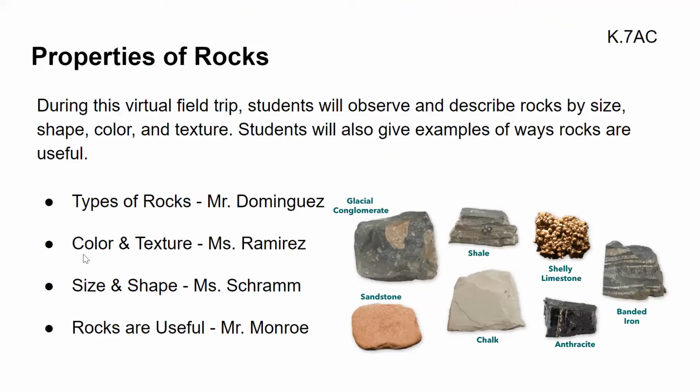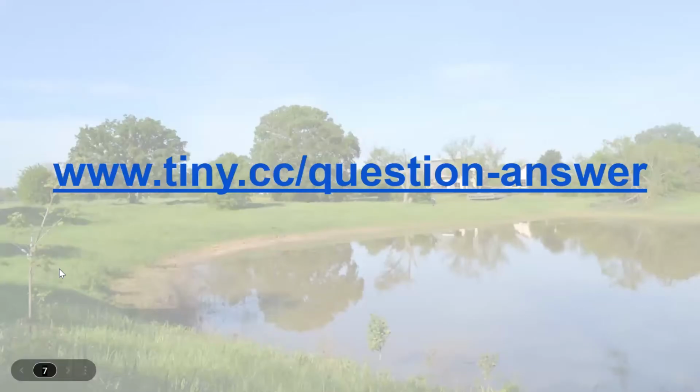The program today will be properties of rocks. During this virtual field trip, students will observe and describe rocks by size, shape, color, and texture. Students will also give examples of the way that rocks are useful. Mr. Dominguez will tell us all about the different types of rocks, color and texture by Ms. Ramirez. Ms. Schramm will cover size and shape, and Mr. Monroe will tell us how rocks are useful.